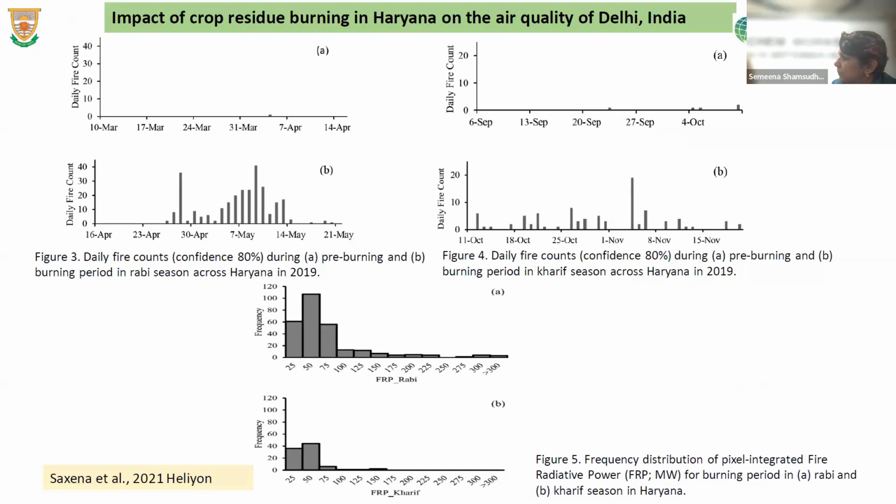But for the Rabi season, few studies have focused on the effect of the Rabi burning season during the summer, basically April to May, on Delhi's air quality. As you can see from the daily fire counts, which is greater than or equal to 80%, obviously as compared to pre-burning, the burning period in Rabi season across Haryana will be more. In the Kharif season, mostly during the late pre-burning times, some peaks have also been observed. But in the burning period, peaks have been observed on many dates, from 11th October to 15th November. If we see the FRP, the fire radiative power, in case of the Rabi, it is found to be more, approximately greater than 300 megawatts, as compared to the Kharif season in Haryana.